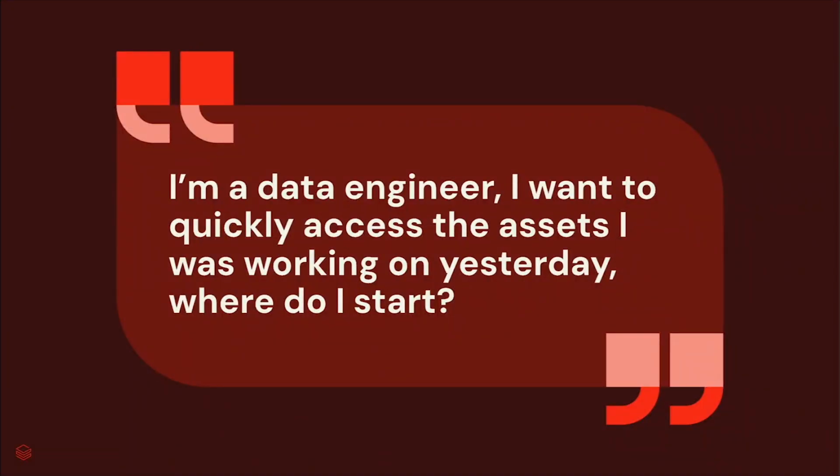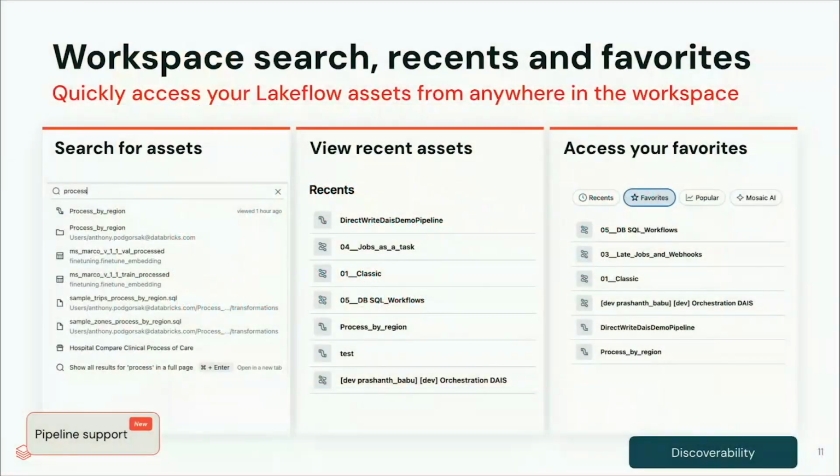So first of all, I'm a data engineer. I want to really quickly access the assets I was working on yesterday. So what's the best way I can start? In this case, it's very likely that you either know the name, or you've recently accessed it, or maybe you favorited it somewhere within the product. So now we have support for all of the Lakeflow assets in the workspace search, so the search bar that you see on top, for recents, which you can access from the sidebar, and finally for favorites. That makes it really easy from anywhere in the workspace, within a few clicks, to access your workloads.